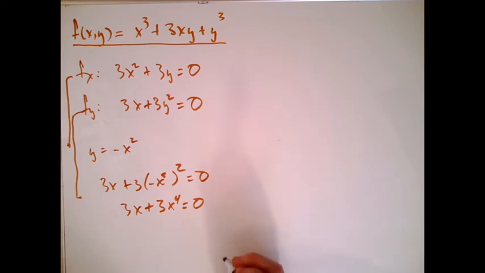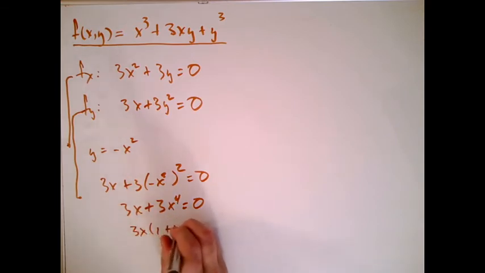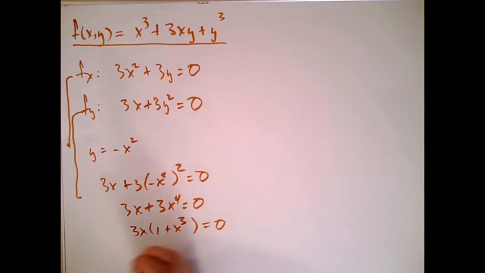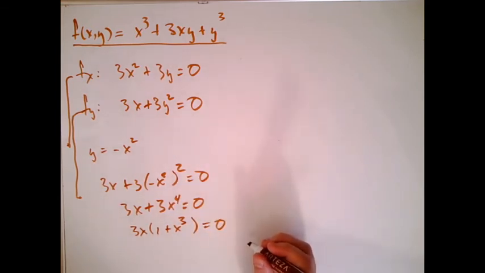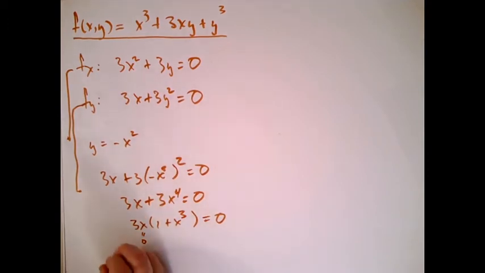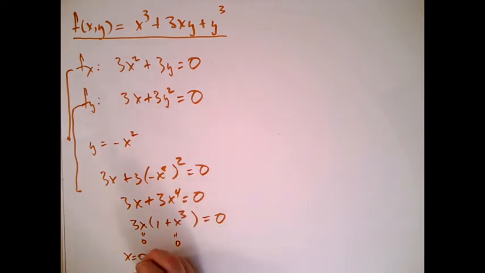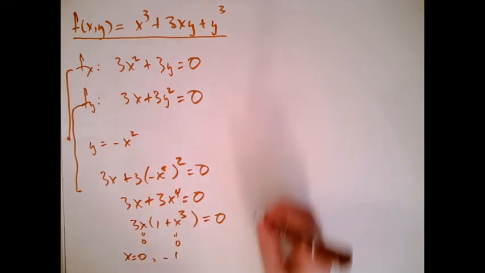Remember not to divide by variables. You want to factor everything out. I can take out a 3x. What's left is 1 plus x cubed. I set it equal to 0. I'm multiplying two things together to get 0. Either the first thing is equal to 0, and that just tells me that x could be 0. If I set the second thing equal to 0, I would take the cube root of both sides, and I wind up getting x equals negative 1.